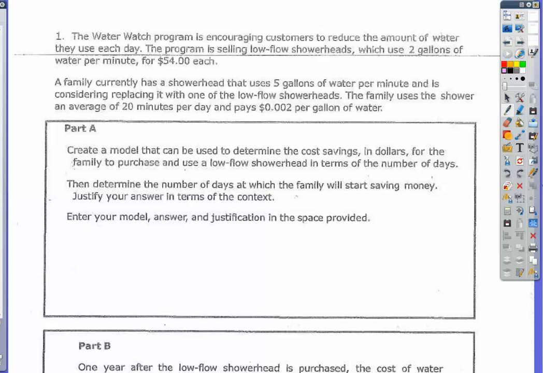So I need some help. What are the important pieces of this problem? What are the important numbers that we must use in order to solve this problem? Louis? 5 gallons. And this 5 gallons represents the water that we are using with the current shower head. That's our current shower head. Okay.